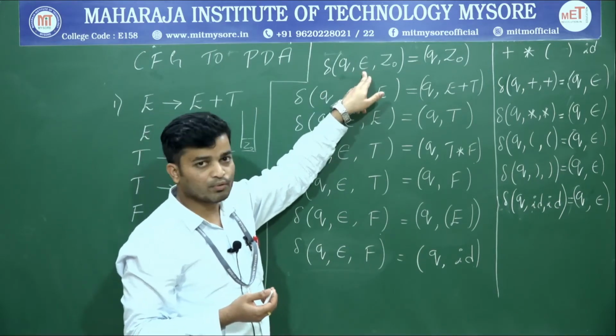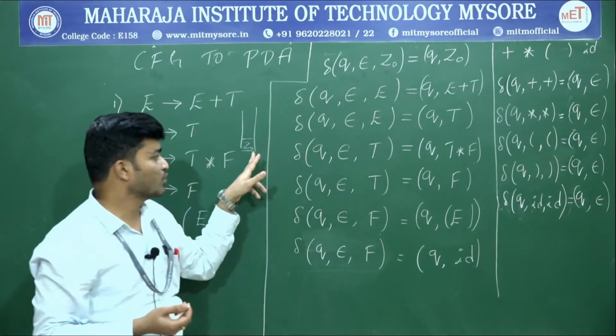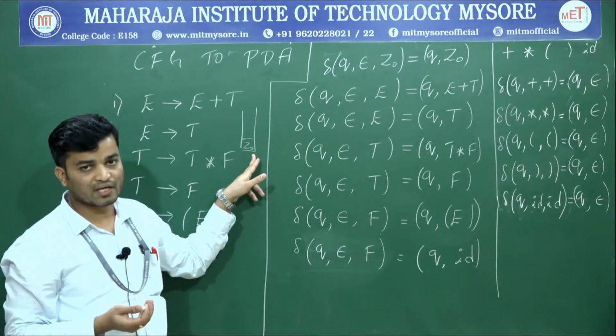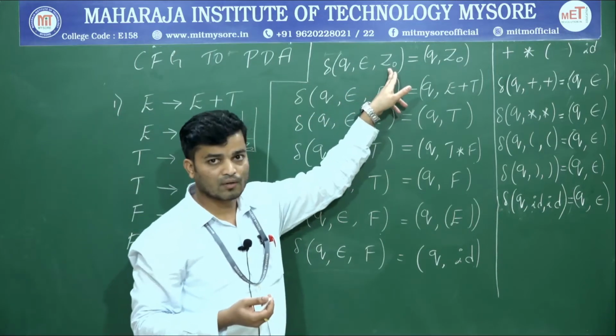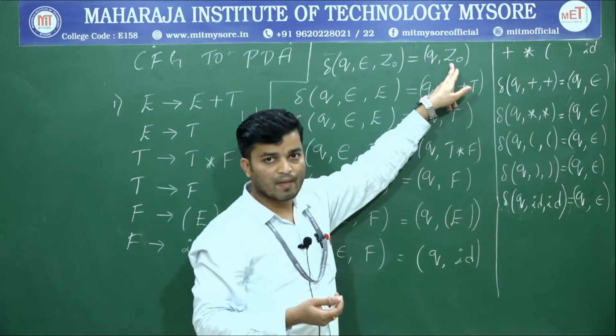We don't know the input, so we write epsilon. And the bottom of the stack, or top of the stack, is always z naught with respect to the stack. That is the reason I have taken z naught. We want to push this, therefore we get q comma z naught.